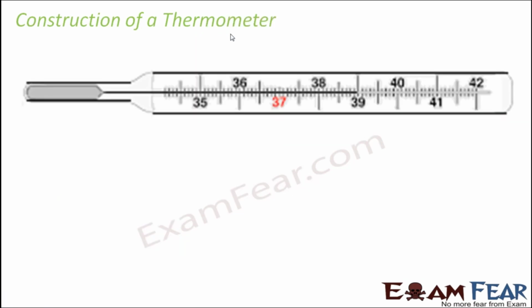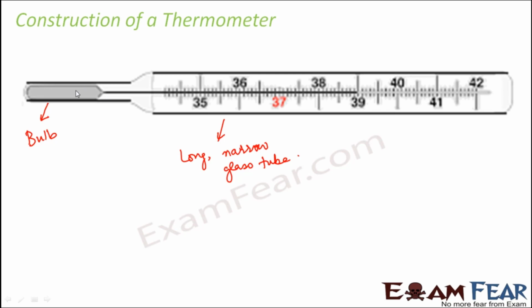Let us look at the construction of a clinical thermometer. What is it made up of? If you look at the thermometer, it is nothing but a long narrow glass tube. This tube is made up of glass. And what do you have inside the tube? On one side you have this kind of structure which is called the bulb. So this is the bulb and this is the long narrow glass tube.